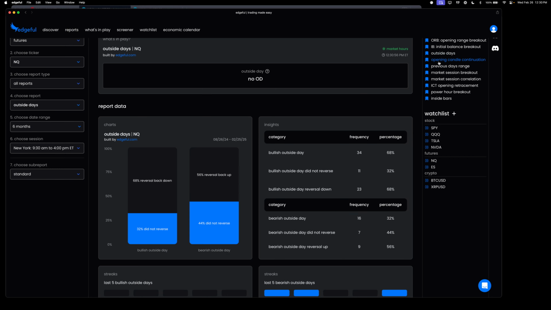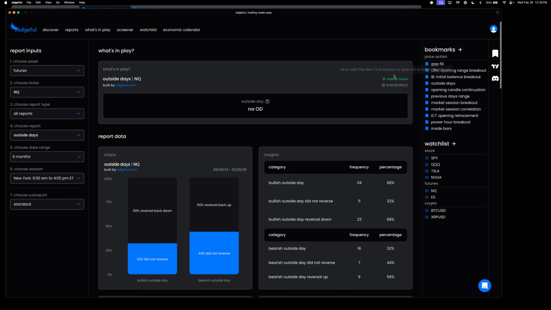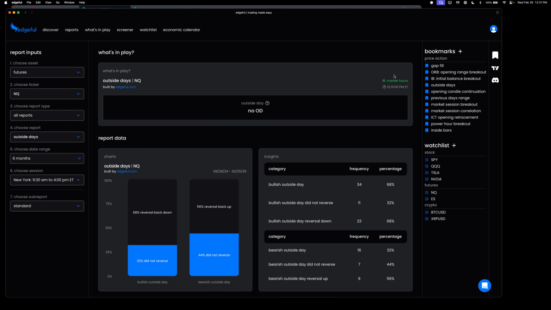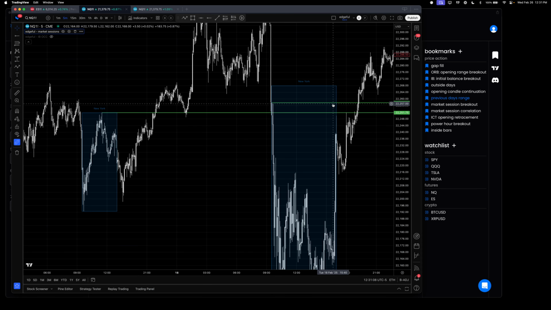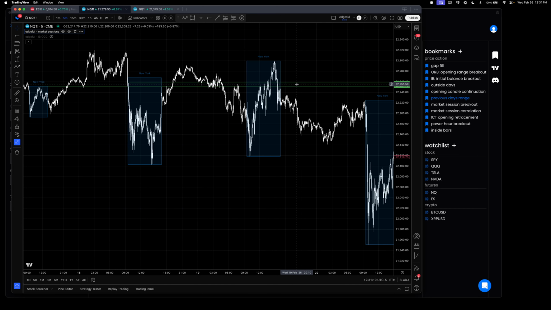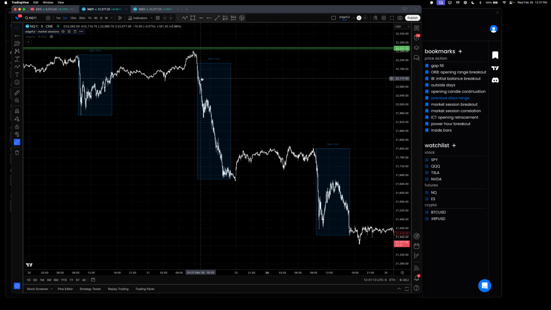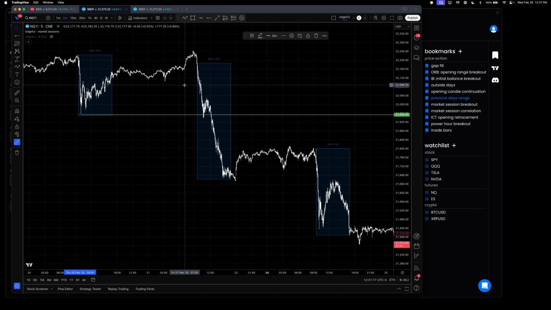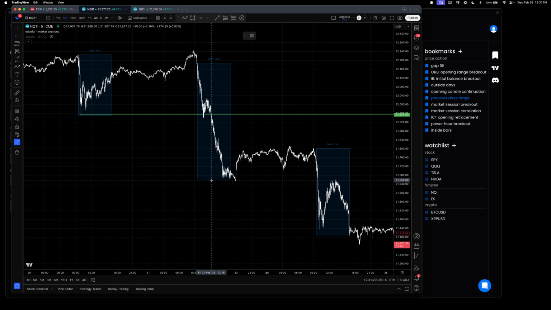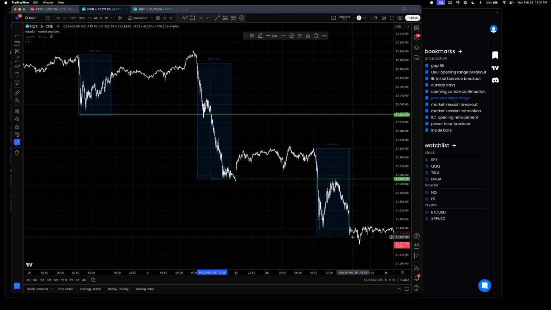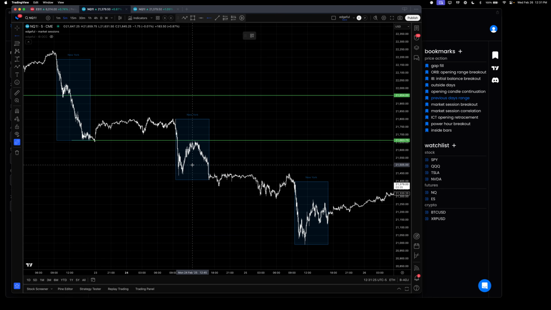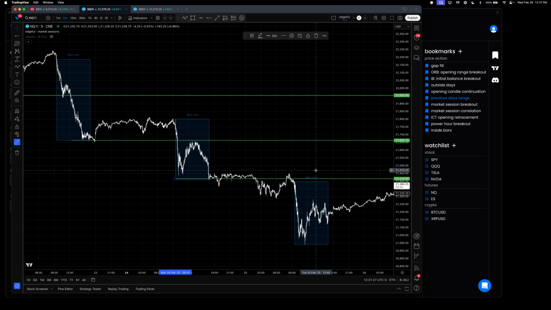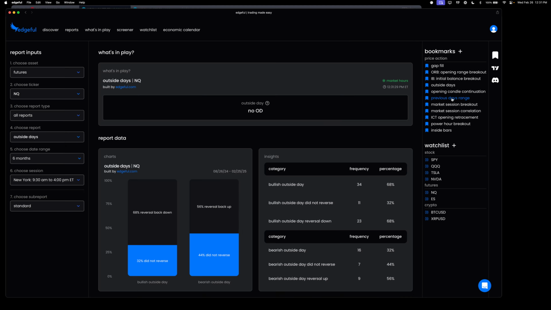Opening candle continuation is a report that tells you how often, if the first hour of the session is green, the day will close green. Previous day's range is a report that will tell you if we break previous day's high, how often will price close green today. If we break previous day's low, how often will price close red. So you can see here, I'm going to clean this up. Previous day's low was broken, price closed red. Previous day's low is again right here, broken, price closed red. Previous day's low was broken, price closed red. So that's the previous day's range report.